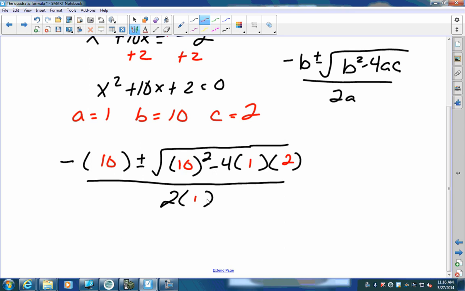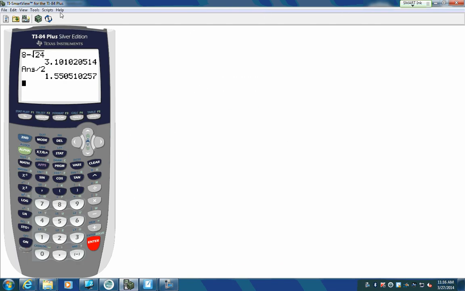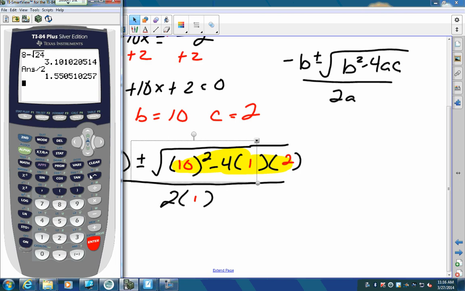Now, after you label them all in there, the next step is to find the discriminant right here, the highlighted part. So we go to our calculator. I'm going to put in parentheses, 10 squared minus 4 times 1 times 2, and press enter. Oh, mine did doubles again. All right, 10 squared minus 4 times 1 times 2. You should have gotten 92.